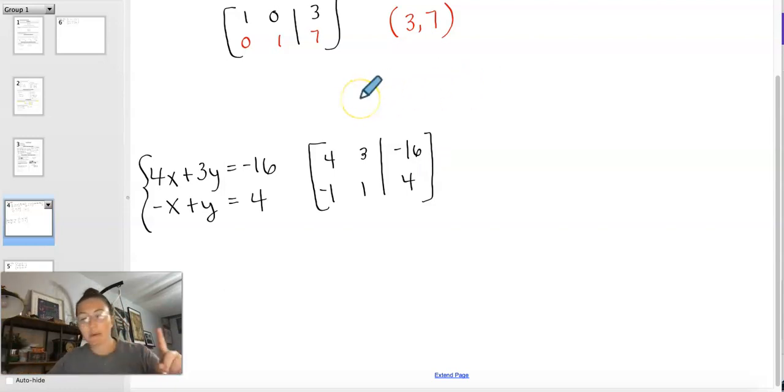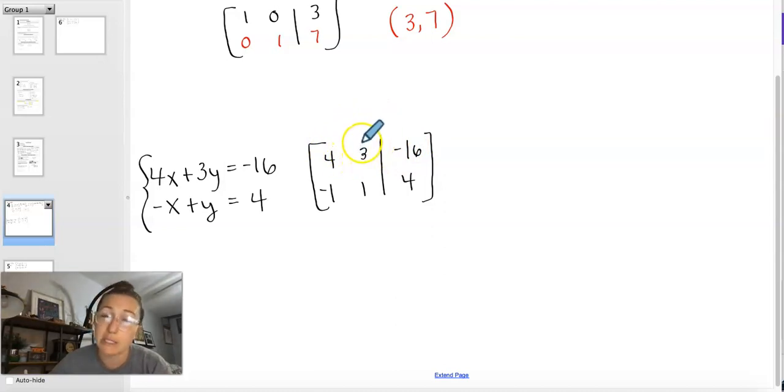Okay, so step 1. We want this guy to be a 1. Well, I don't see a simple way to do that by dividing. Normally when we get it to be 1s, we could divide, that's a standard thing to look for. 4, 3, negative 16, they're not all divisible by 4. That's going to give me fractions, not my ideal situation.